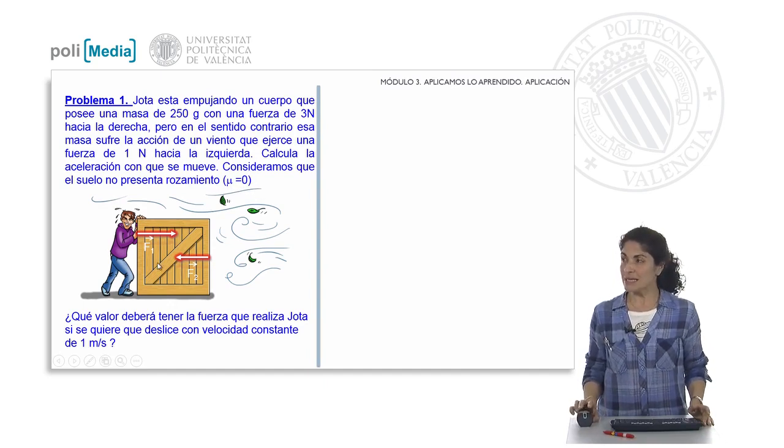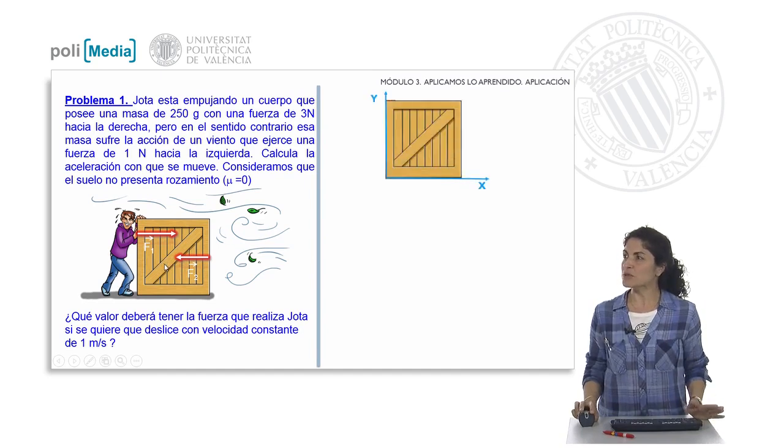Immediately we have 2 direct interactions that we are going to put on our scheme, which will be the interaction of the thrust that J is making, F sub 1, and the interaction that the box is suffering due to the wind, F sub 2. We put our attention therefore on the object of study, and we already place the system of axes with which we are going to work.